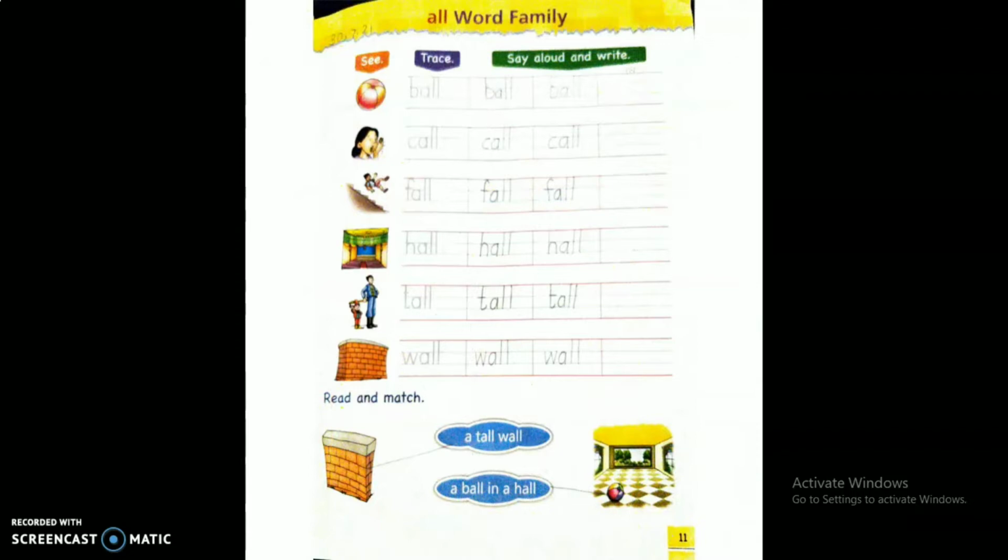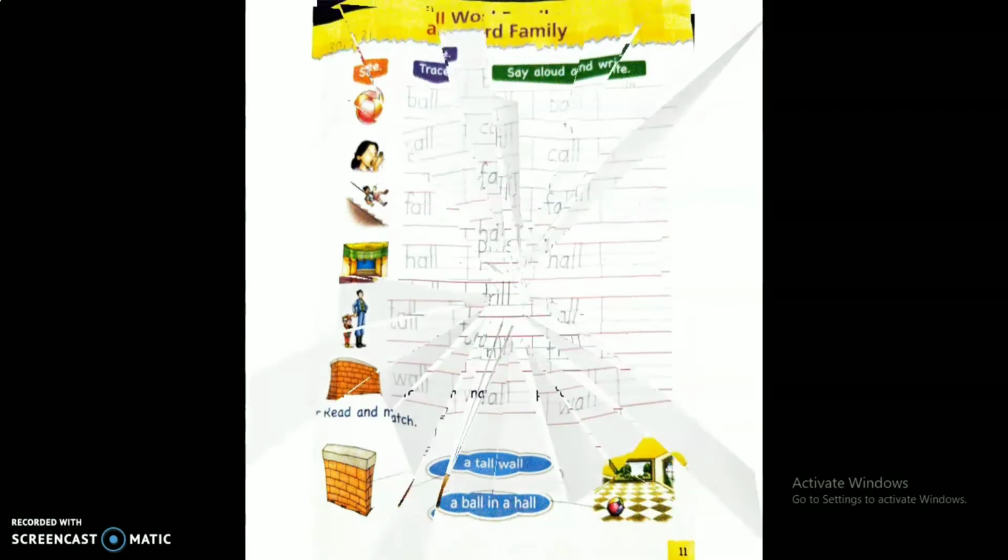Now we'll learn about the all word family. See the picture and we will revise the words. B-all ball, c-all call, f-all fall, h-all hall, t-all tall, and w-all wall. Read and match. A tall wall, a ball in a hall.